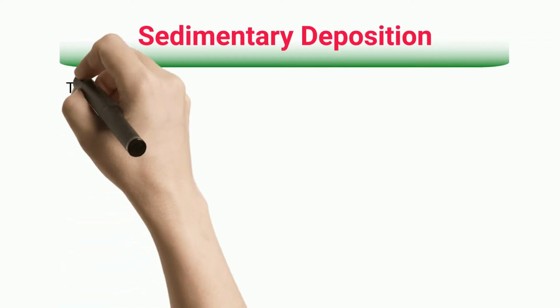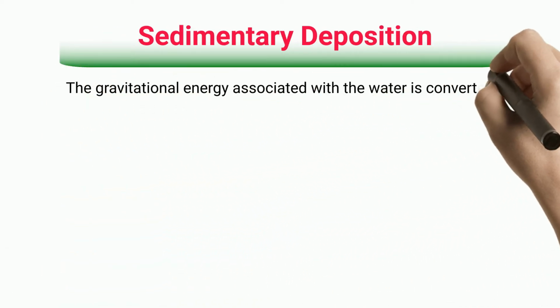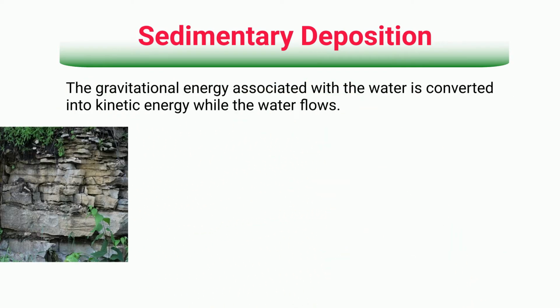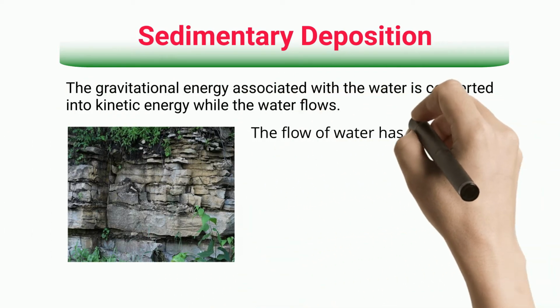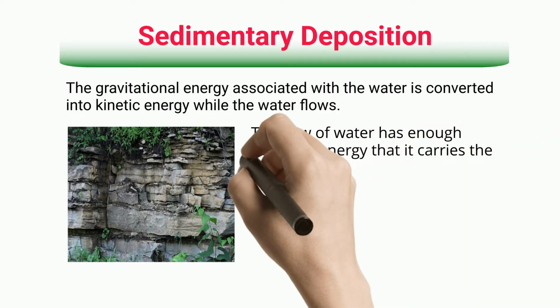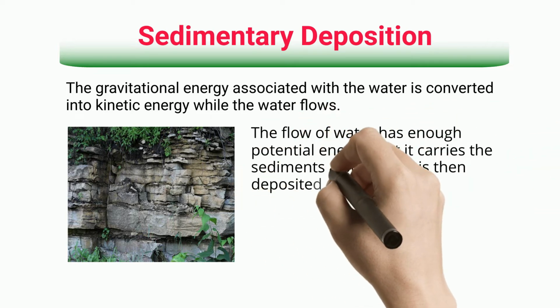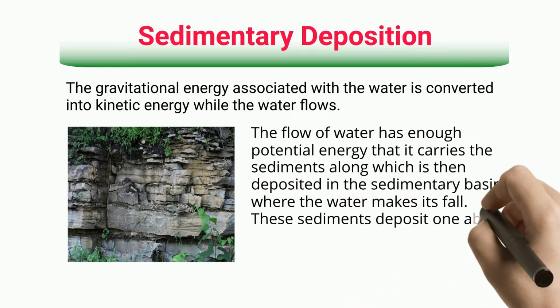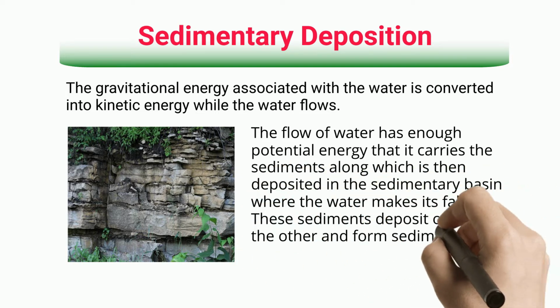Sedimentary deposition. The gravitational energy associated with the water is converted into kinetic energy while the water flows. The flow of water has enough potential energy that it carries the sediments along, which is then deposited in the sedimentary basin where the water makes its fall. These sediments deposit one above the other and form sedimentary rocks.